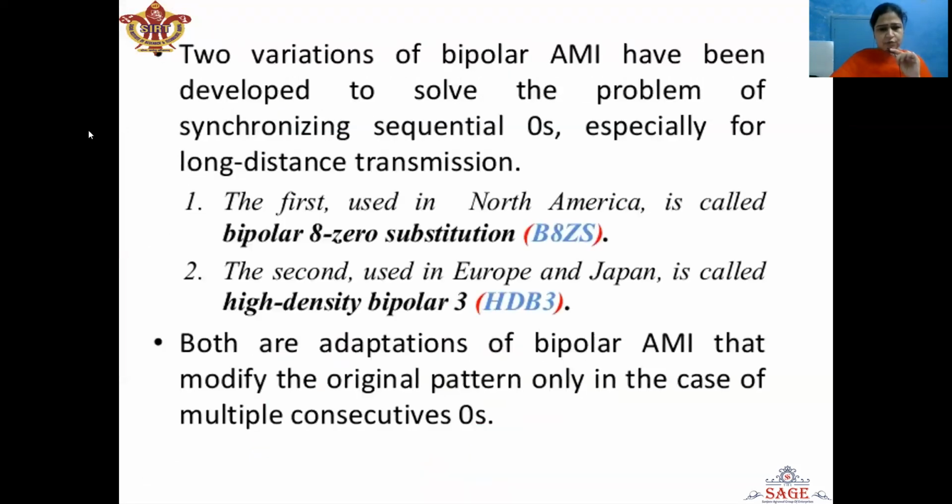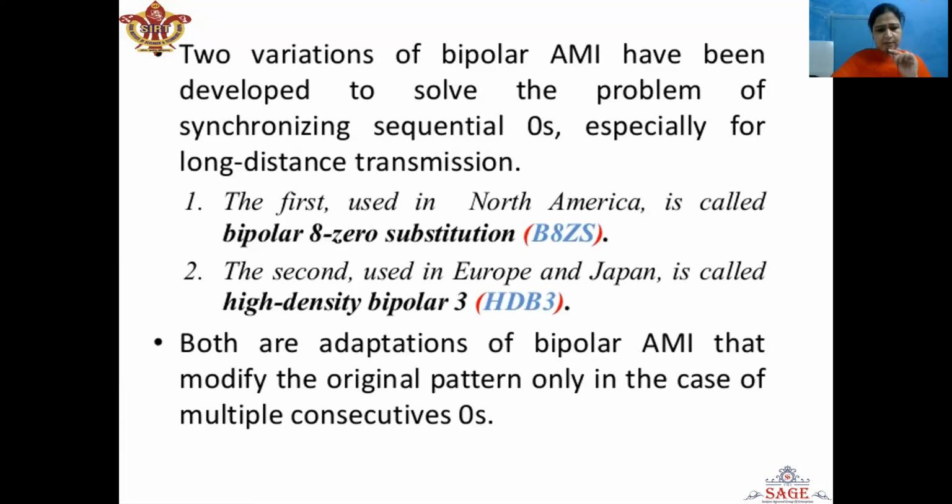Now, to prevent the synchronization problem in case of consecutive zeros, two variations of bipolar AMI have been developed, especially for long distance transmission. The first method is used in North America, which is called bipolar 8-zero substitution, known as B8ZS. The second method is used in Europe and Japan, which is called high density bipolar 3, known as HDB3. Both are adaptations of bipolar AMI that modify the original pattern only in the case of multiple consecutive zeros.